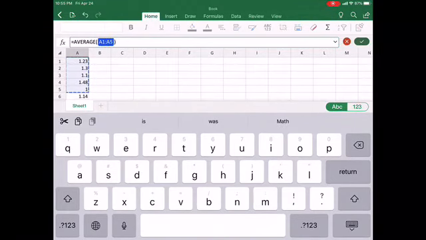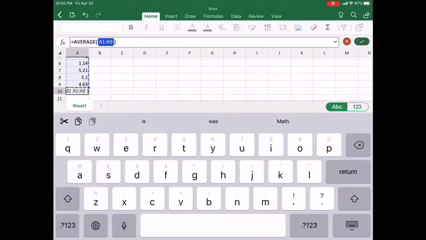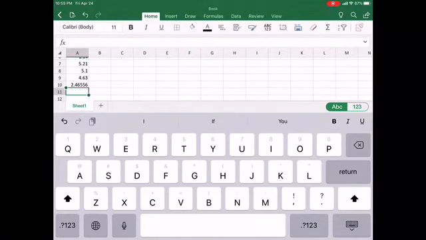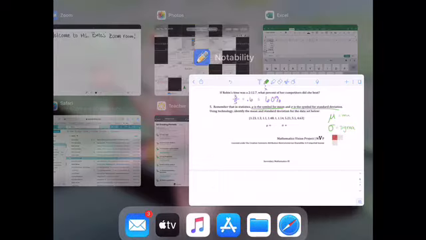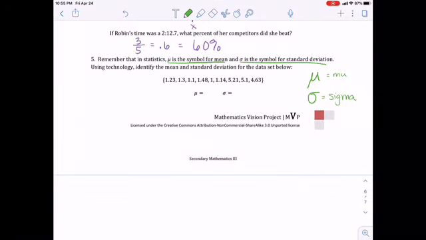And I want to go all the way down to here. And there's my mean, which I can see is going to be approximately 2.47 if I round that value. So back on the assignment, I'm going to write down that the mean, or the average, is the 2.47 that I just got from Excel.